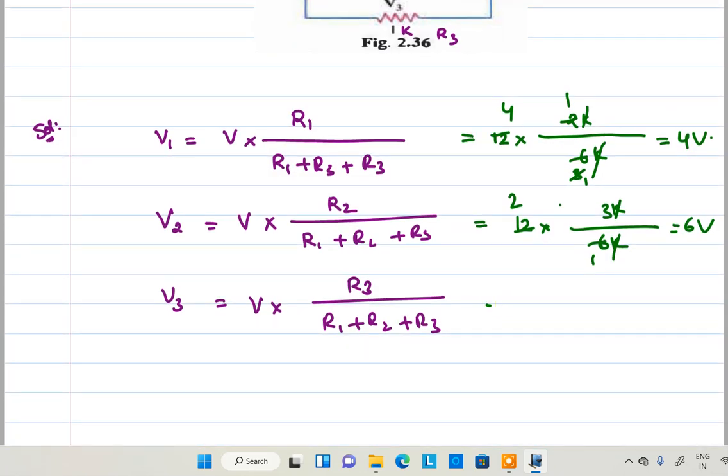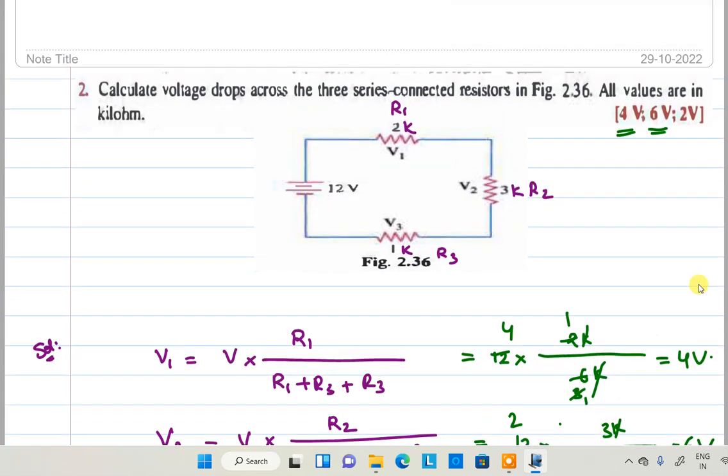Next, here 12 volt into 1k by 6k. k gets cancelled, 1 time and 2 times, it is 2 volt. All together, when we combine them, we get the 12 volt.